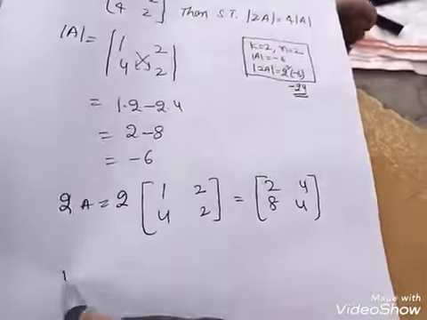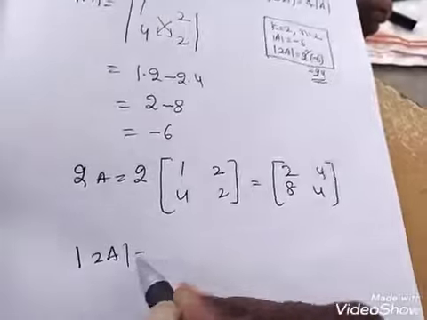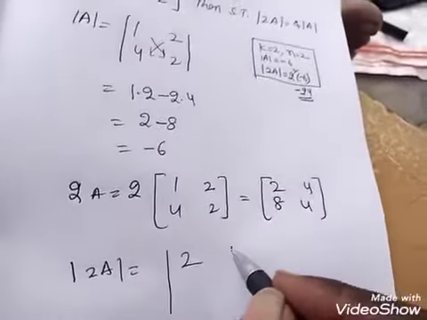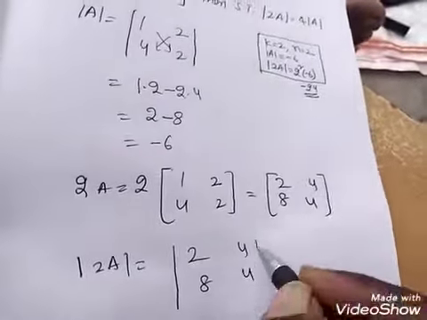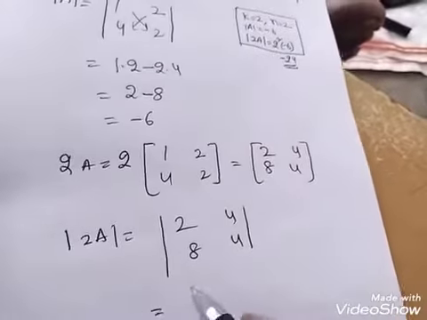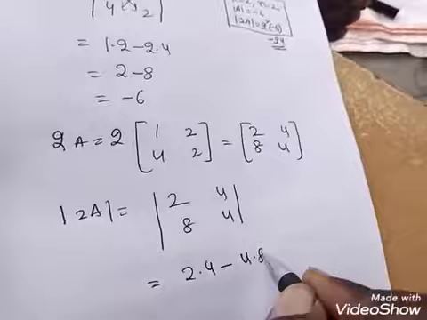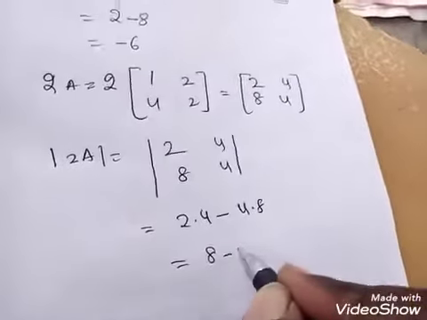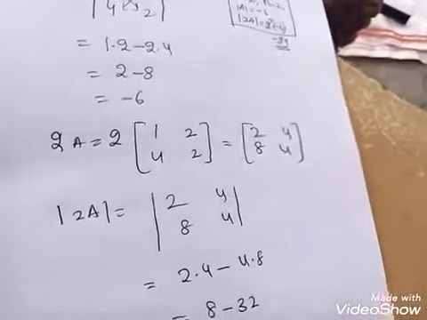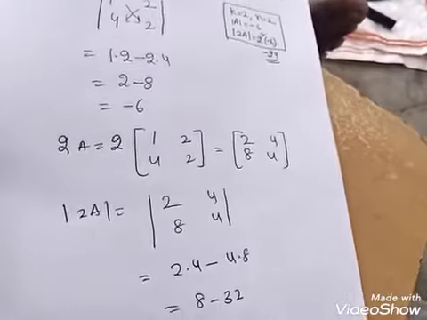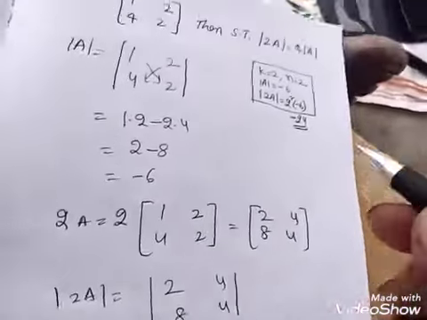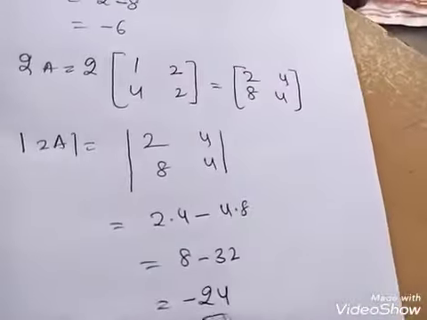Now det of 2a is equal to det of [[2, 4],[8, 4]]. What you are going to get here: det is 2 into 4 minus 4 into 8, that is nothing but 8 minus 32, which is equal to minus 24. Now check the answer. This is minus 24 and you got minus 24.